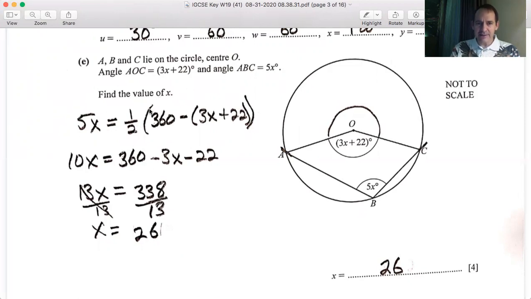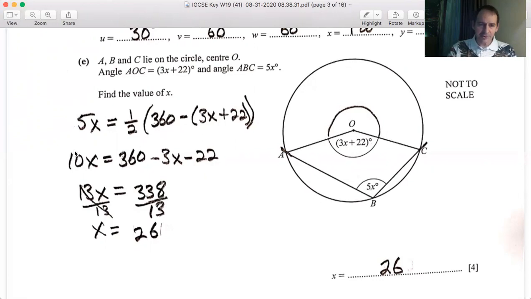Now we need to figure out how to get this arc that it opens up to. Well, remember the arc is the same as the central angle, and this central angle is part of a complete circle here. So 360 degrees minus the 3x plus 22 will give you this arc. So 360, the whole circle, minus the 3x plus 22 gives you this central angle, which is this outer arc, and half of that will be the inscribed angle.